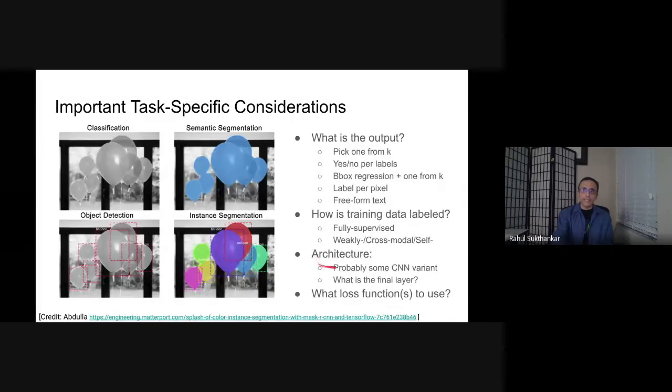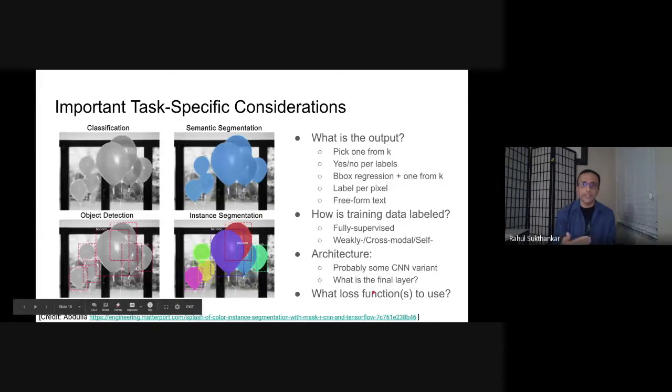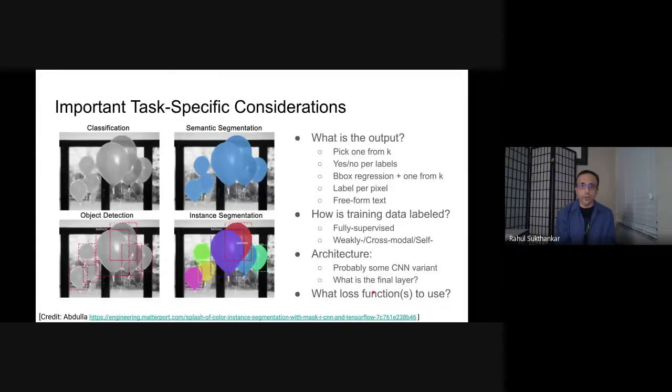Then in the old days, before deep learning came back, how do you go about the architecture for this task? In the past, people used to be motivated by intuition or mathematical formulations. Now, chances are whatever you're doing in computer vision, it's probably going to be some variant of CNNs. So we'll spend a bunch of time today talking about CNNs. But ultimately, it comes down to what is in the final layer and what loss function you are using in order to get the results you want.